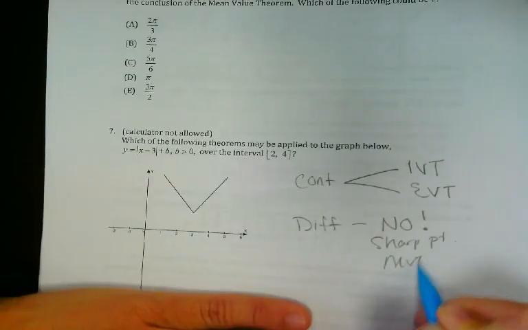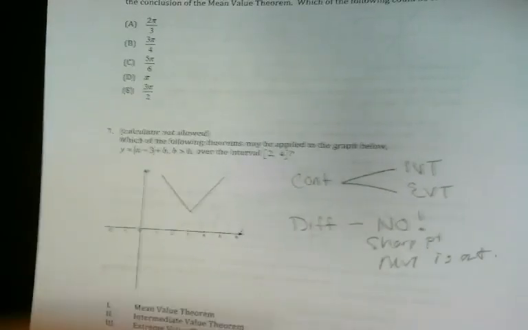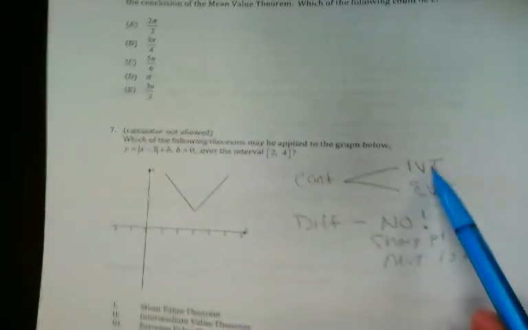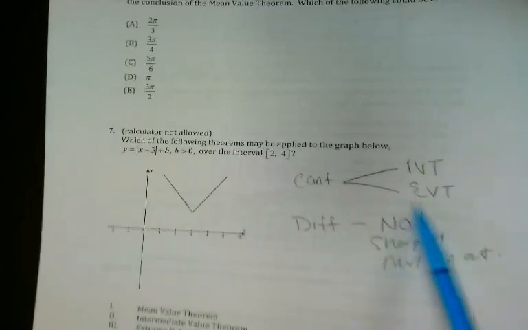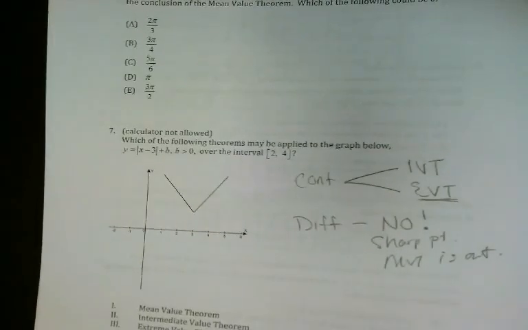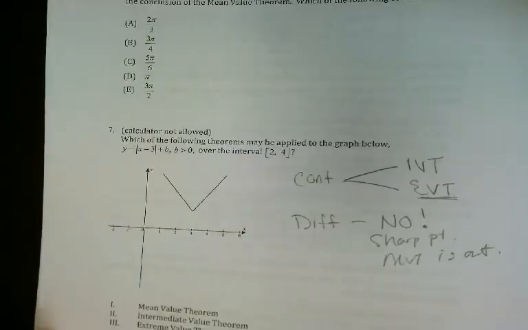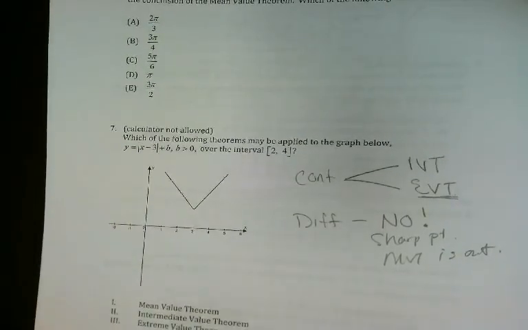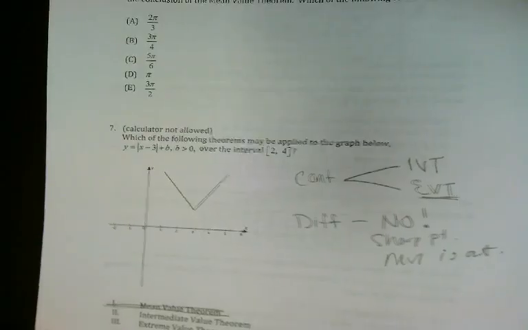Okay, so MVT is out. So I have to look at something about just IVT and EVT. And again, EVT is just saying I'm guaranteed to have an absolute min and max, and as long as it's continuous, it's true. So I think choice 1 is out, which leaves us with choice D.